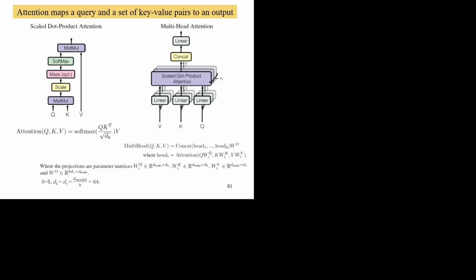So for each one, I perform an individual attention mechanism. I will repeat it H times. After I perform the attention for each head, I will just concatenate them together. Okay, so do you understand the idea?